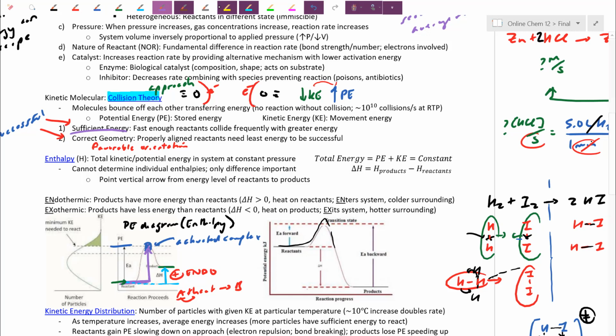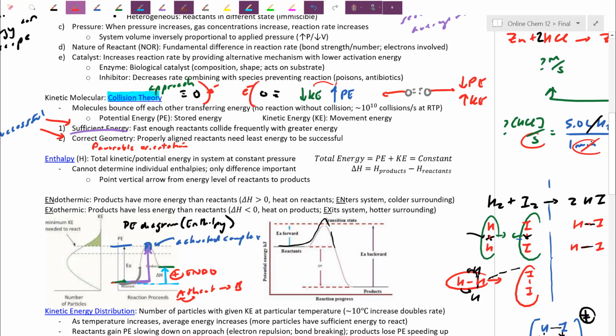If I was too slow to begin with, by the time I've collided, I've traded as much potential as I can, and I've only got partway up the hill. I wasn't able to form the activated complex. I'm just going to come back down. And when they're leaving each other after colliding, they want to get as far away as quickly as possible. They're going to start speeding up and gain kinetic energy. How did they gain kinetic energy? By trading the potential energy back.